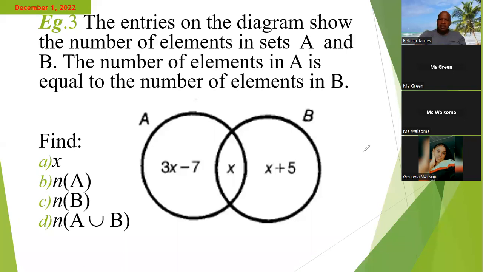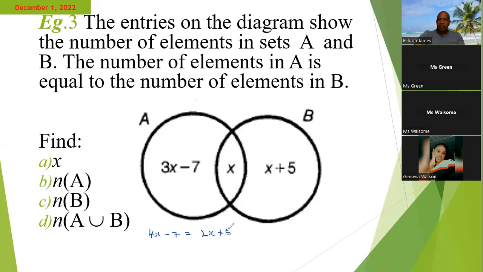All right, Ms. Wilson, let us start back with this. Writing back the equation that we have, 4x minus 7 is equal to 2x plus 5. And now we're going to solve this for x.